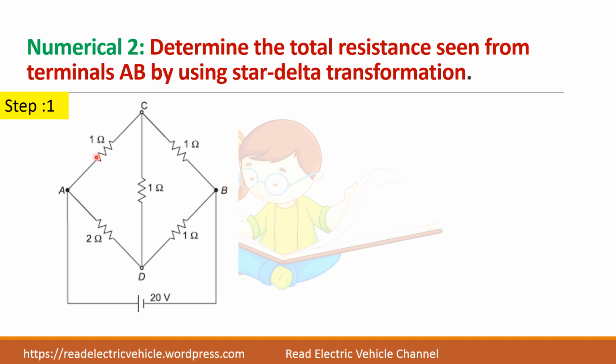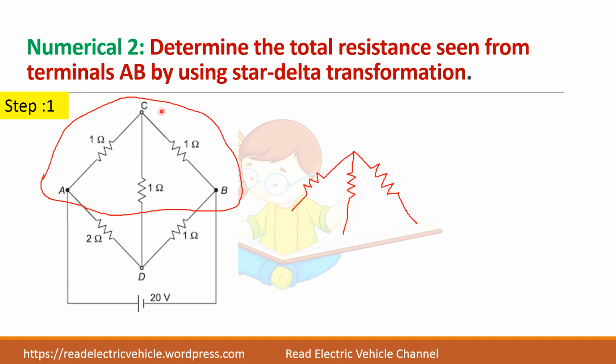Now this is a star network. This C is the neutral point, and D also you have a star network. So you can choose either C or D for conversion. But I prefer C because all the resistance values are equal here. That will be easy for calculation. So let us take this C point.